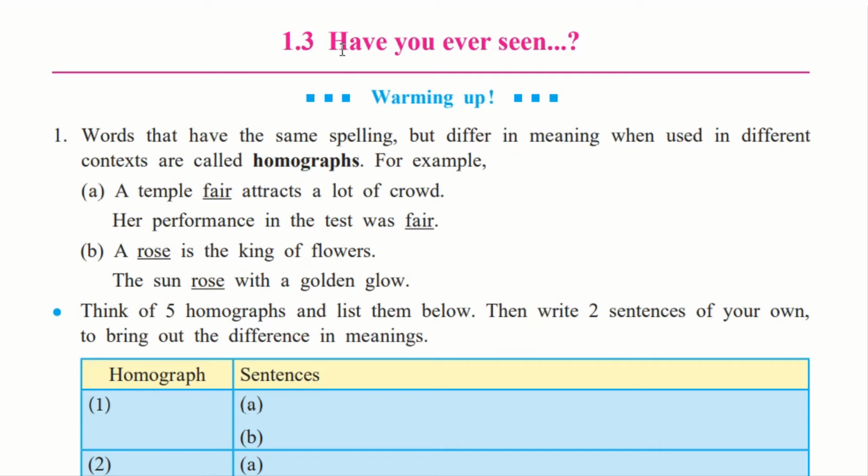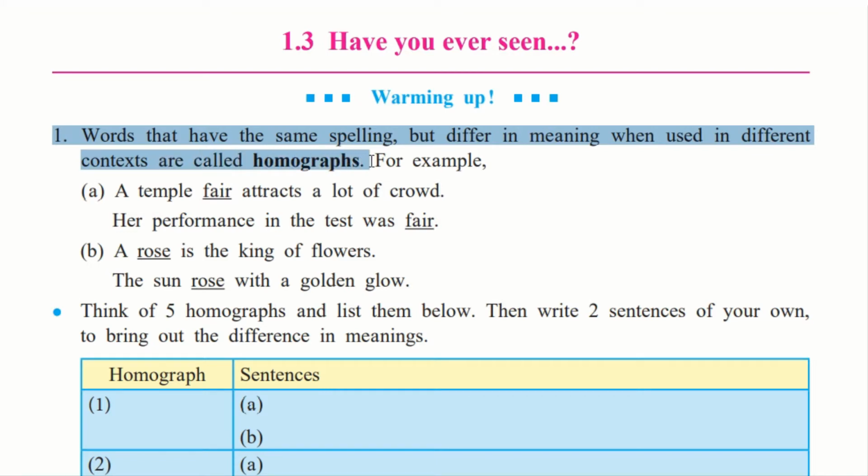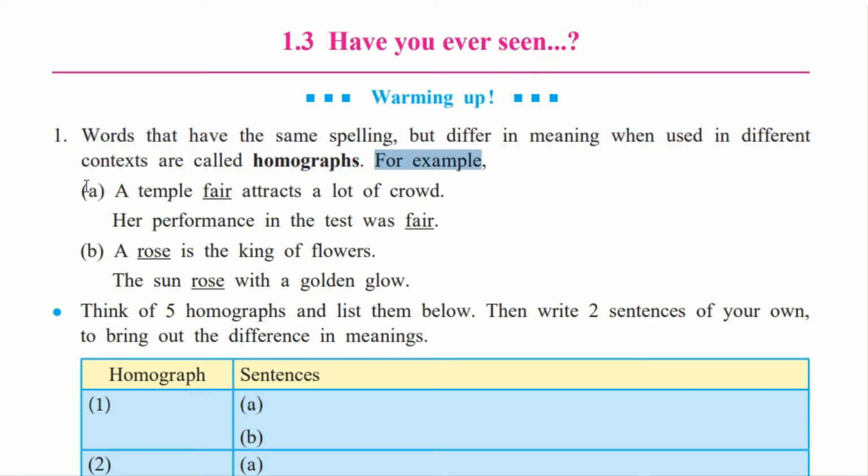Before we begin reading the poem, let's go through the warm-up exercise. 1. Words that have the same spelling but differ in meaning when used in different contexts are called homographs. Now what this means is there are many words in the English language which have the same spelling but the meaning will be different. So such words are called homographs. Let's understand this with the help of some examples.